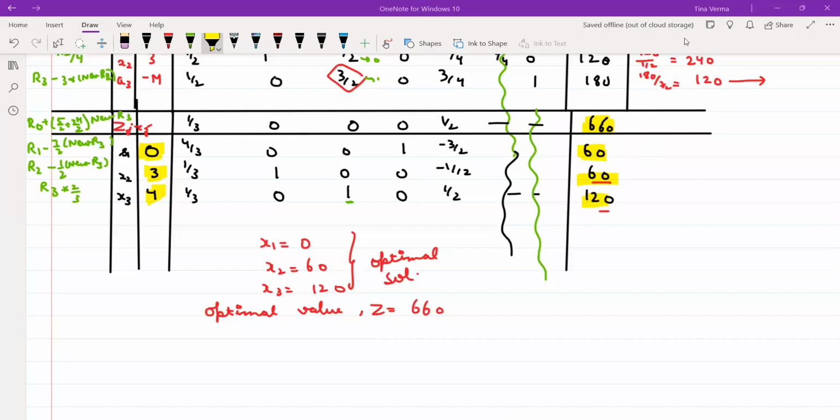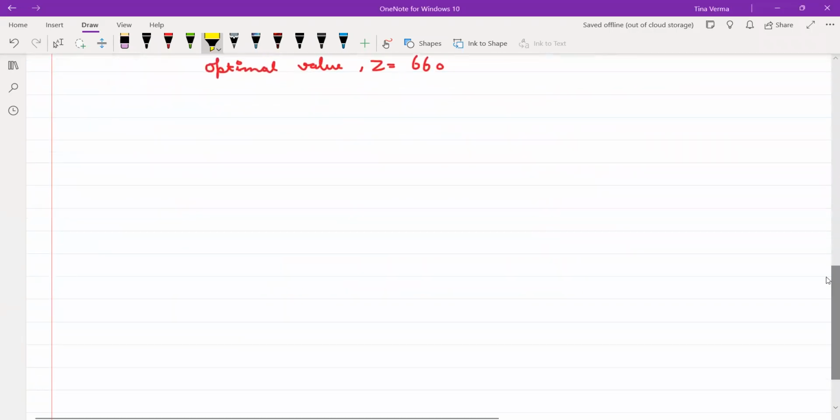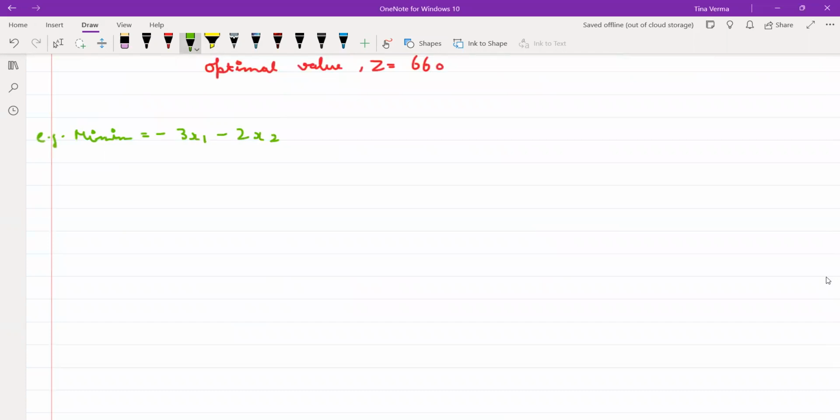So the next example, we will do the simplest case: minimize minus 3x1 minus 2x2 subject to the constraints 2x1 plus x2 less than or equal to 2, 3x1 plus 4x2 greater than or equal to 12, and x1 and x2 are all greater than or equal to 0, right?